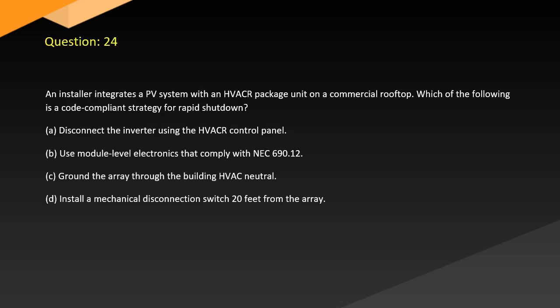Question 24. An installer integrates the PV system with an HVACR package unit on a commercial rooftop. Which of the following is a code-compliant strategy for rapid shutdown? A. Disconnect the inverter using the HVACR control panel. B. Use module-level electronics that comply with NEC 690.12. C. Ground the array through the building HVAC neutral. D. Install a mechanical disconnection switch 20 feet from the array.